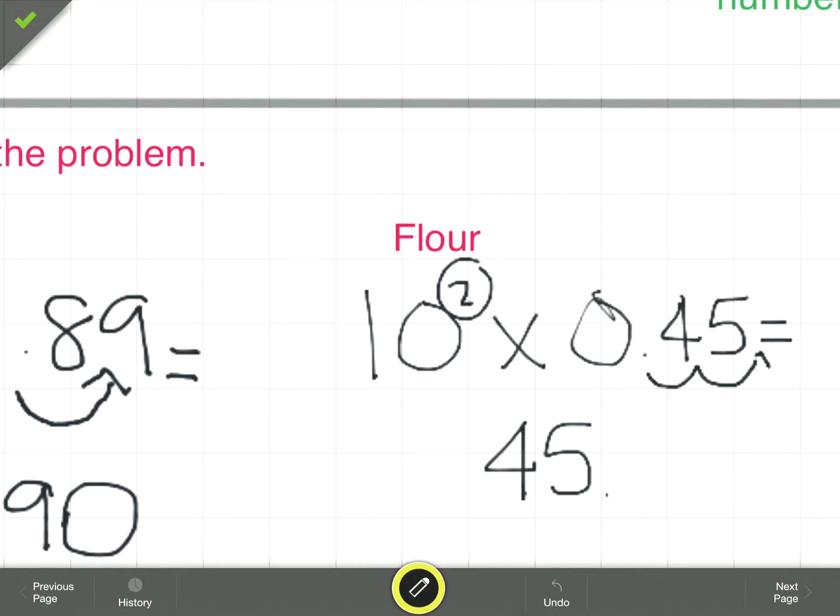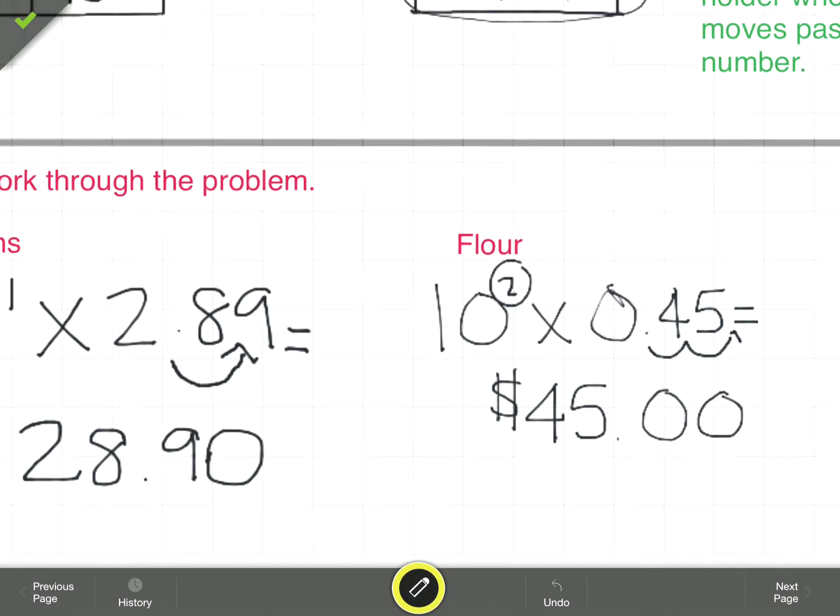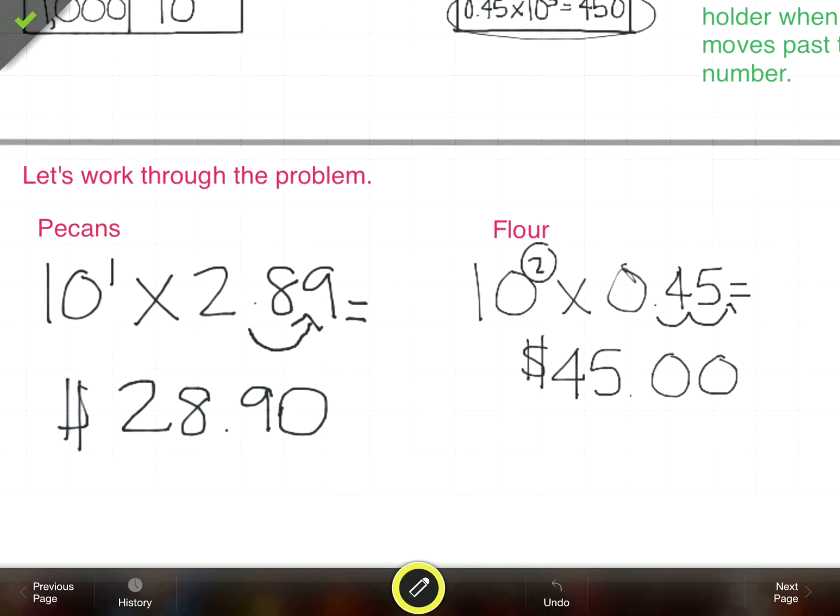And what can we add to the end since we're dealing with money? Good, we're going to add 2 zeros. So we would end up spending $45 to buy 100 pounds of flour.